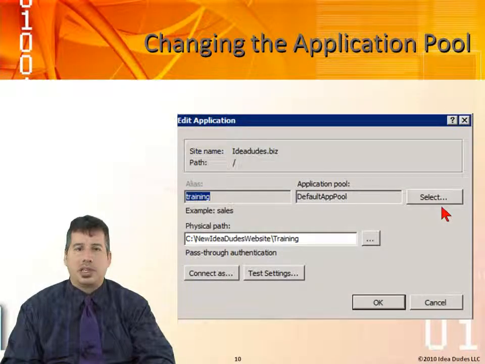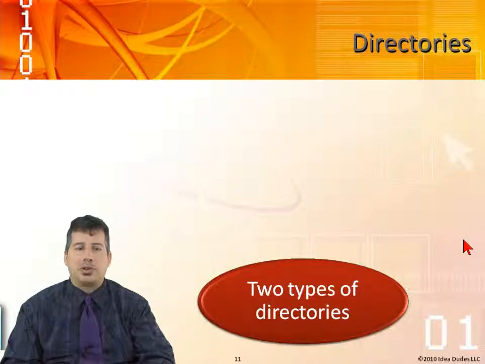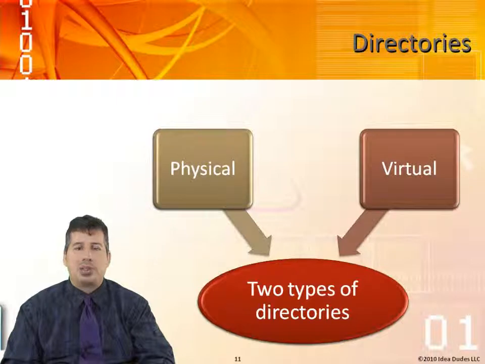Changing the application pool is very simple. All we do is click on Select, and then we select the application pool that we're going to assign to this web application. So in this instance, it would be training. Now the directories: there are two types of directories that we deal with. We have the physical, which is the actual directory on the physical machine. And then we have what is known as a virtual.